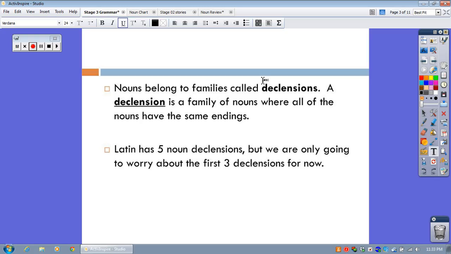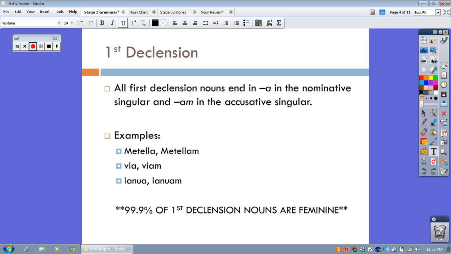So as we said, all nouns belong to families called declensions, and Latin has 5 noun declensions, but really until the end of this semester, we're just going to focus on the first 3. And at the very end of the semester, we'll talk about the 4th and 5th declensions. But the vast majority of nouns, something like 85%, belong to the first 3 declensions. So let's talk about the first declension.